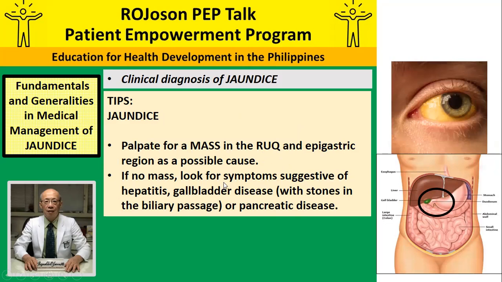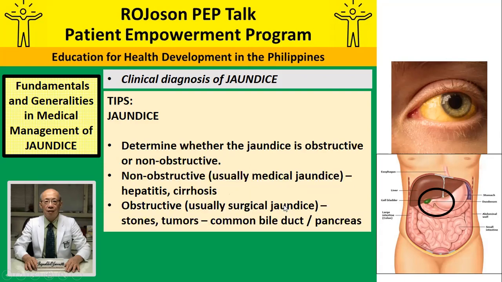If there is no mass, look for symptoms suggestive of hepatitis, gallbladder disease with stones in the biliary passage, or pancreatic disease. Determine whether the jaundice is obstructive or non-obstructive based on the symptoms and signs. Non-obstructive jaundice is usually categorized as medical jaundice, usually hepatitis and cirrhosis. Those categorized as surgical jaundice are caused by stones and tumors.